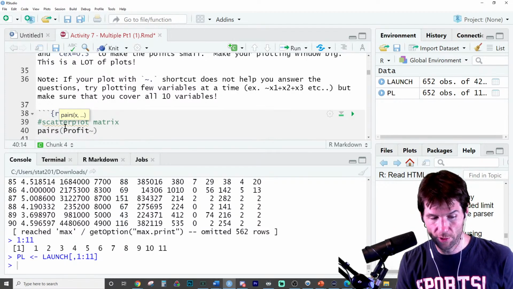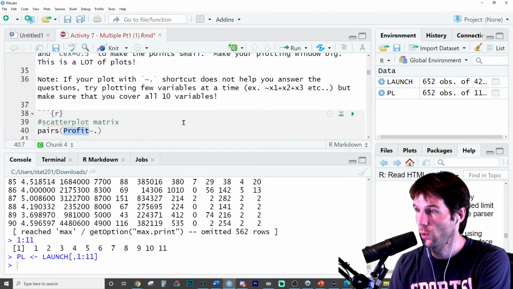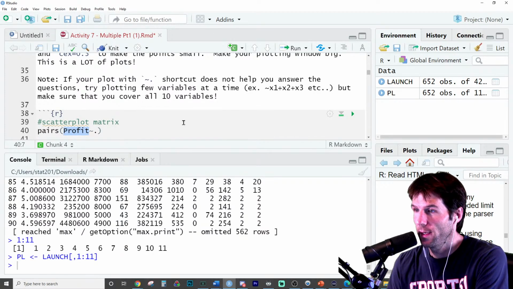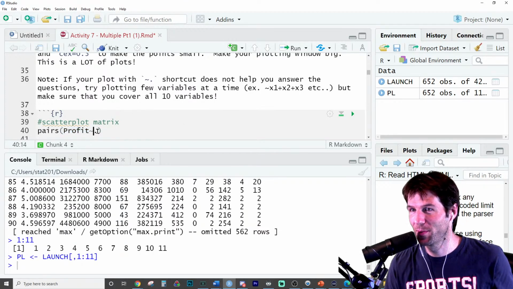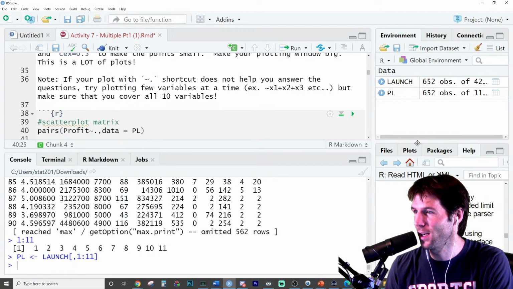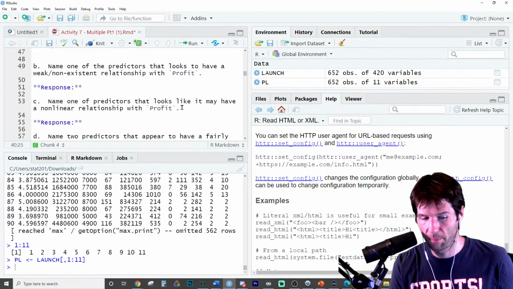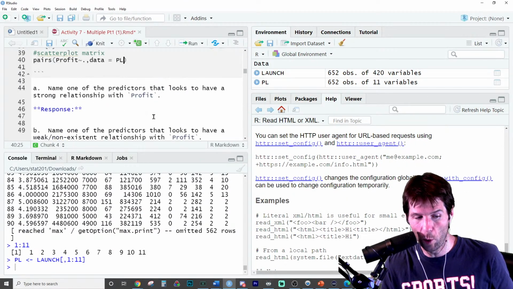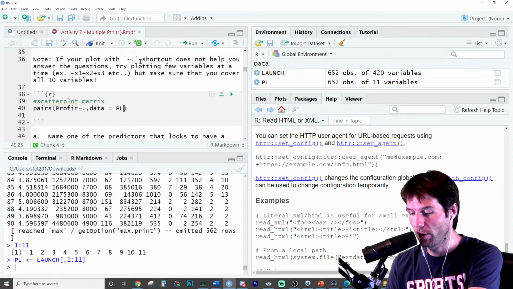profit, tilde dot. Now, why is profit right here? Good question. Why is profit right there? We haven't finished the code yet. I'll finish the code. This is not quite everything we want, but it'll get us there for decent. Why is pairs in that position? And then what does the dot mean? It literally will tell you up there.